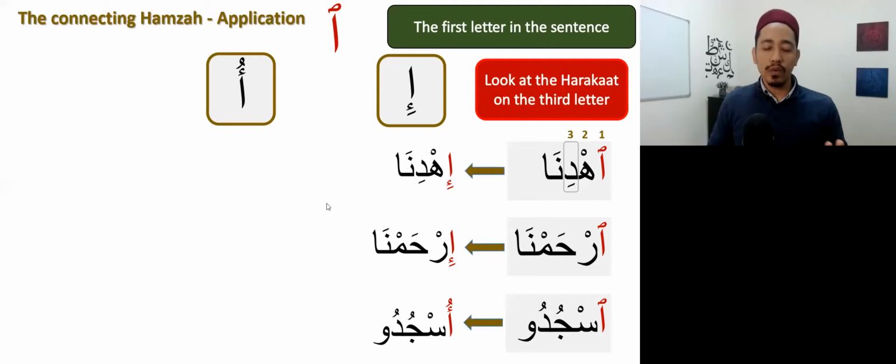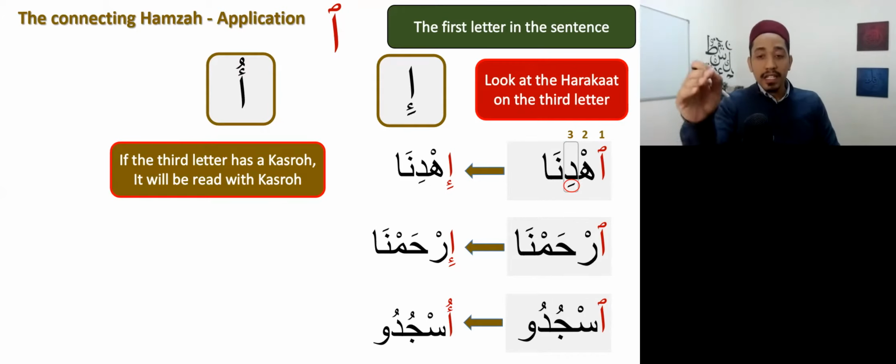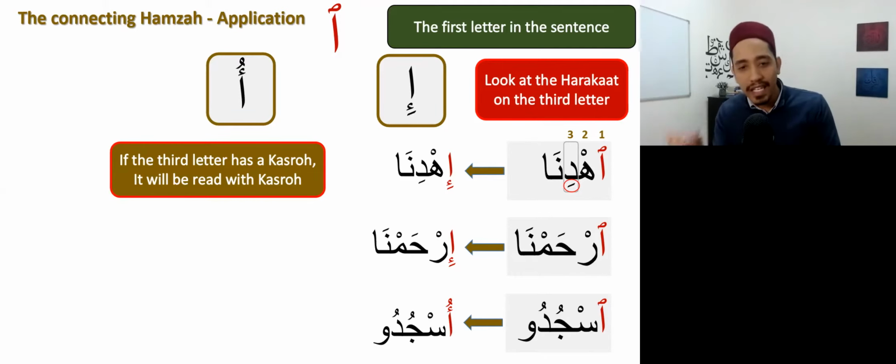So let me give you the rule. This is the rule, as simple as this. We can do a lot of examples, so don't worry. If the third letter has a kasra, it will be read with kasra. So if the third letter has a kasra on it, then the connecting hamza will be read with a kasra. Ihdina. How do you know it's ihdina? Because the third letter has a kasra.